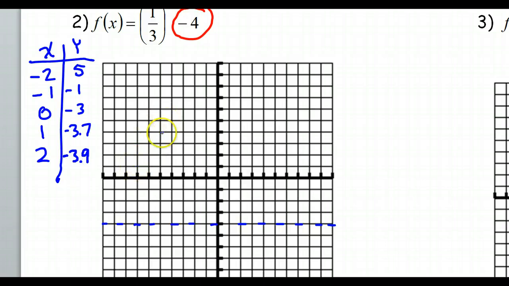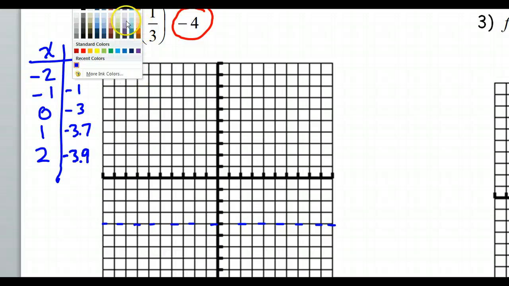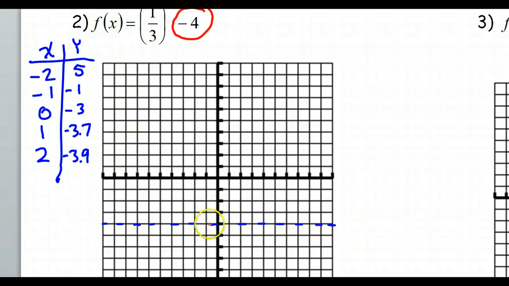Okay, so this will do. Let's go ahead and graph these. So -2, 5; -1, -1; 0, -3; 1 is -3.7, and then 2 is -3.9. Okay, so I see what's happening here, and the next one would have been at 23 somewhere. So I know this graph is curving and getting closer and closer to this asymptote. So let's basically connect the dots.